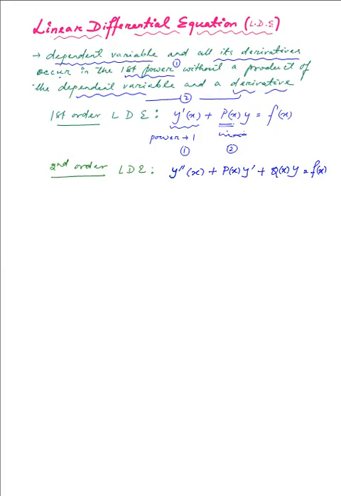Now if we consider the right hand side, if f of x is equal to 0, then the linear differential equation is called a homogeneous equation. While in case f of x is not equal to 0, then it is known as the inhomogeneous linear differential equation.